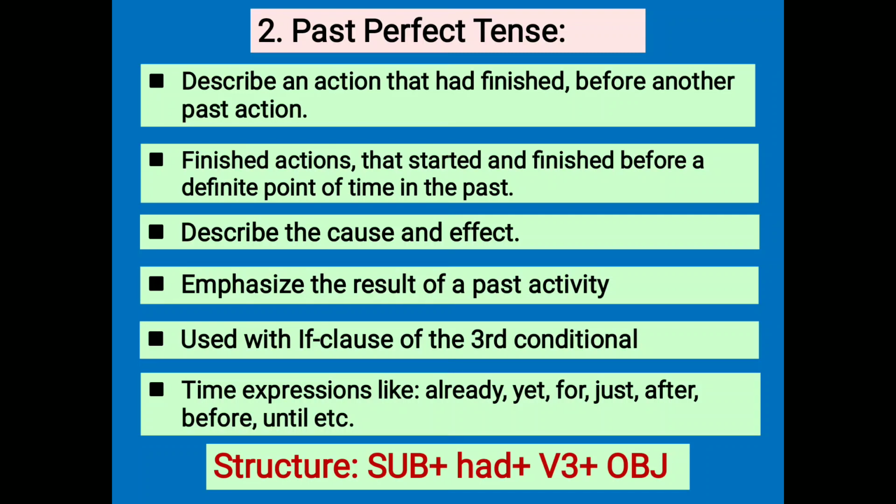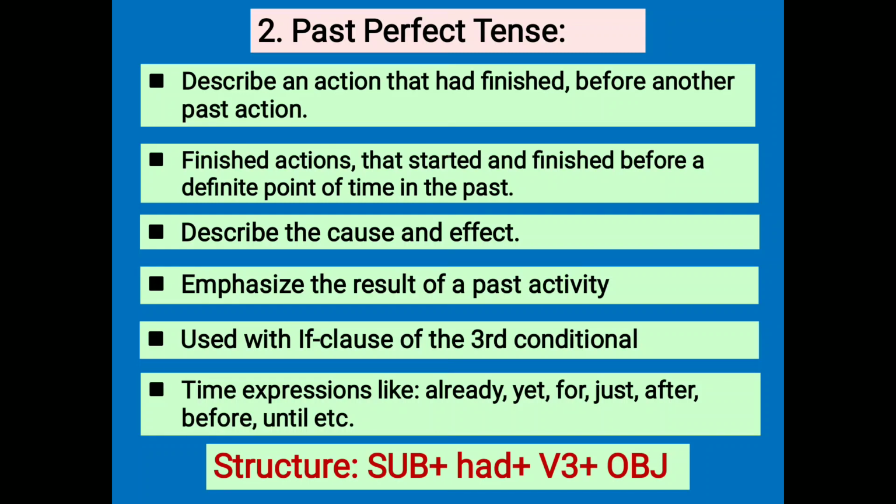So in such cases, in order to speak about the previously finished action, we use past perfect tense. Then where else? We use past perfect tense in finished actions, those actions that started and finished before a definite point of time in the past. There is a specific point of time, but this action started before that period and also got completed before that fixed point of time in the past. So in that case also we use past perfect tense.